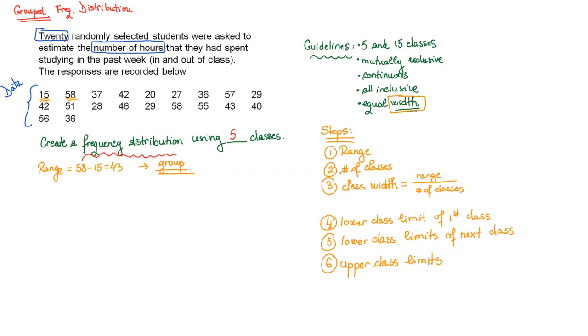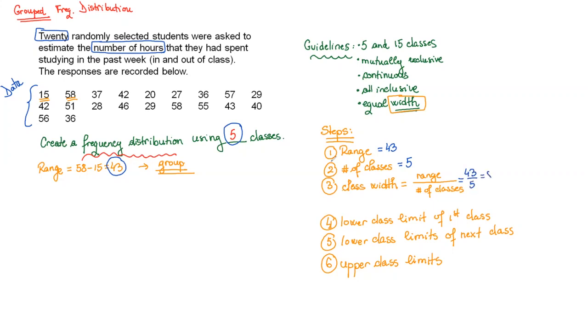So for the first 3 steps, I don't really need to create any table. We found the range, which is 43 right here. We know how many classes. It was not given in the problem. We decided to use 5 classes. At this step, we have 43 divided by 5.